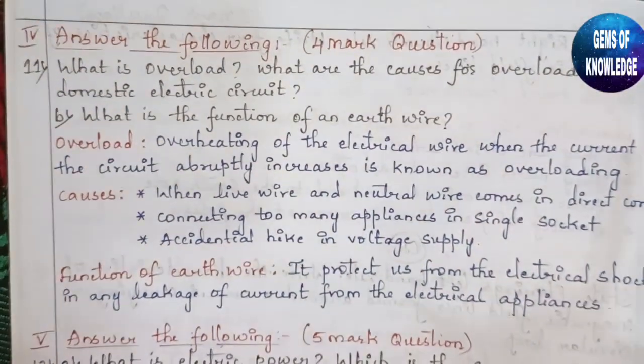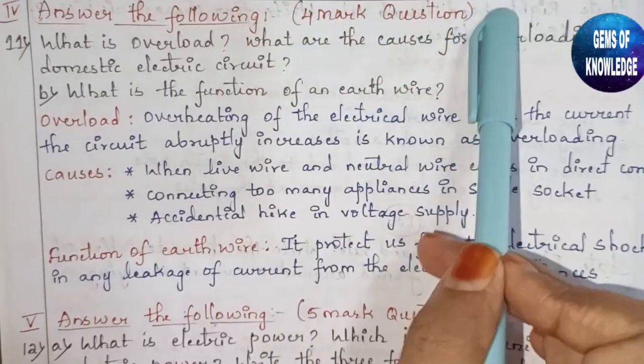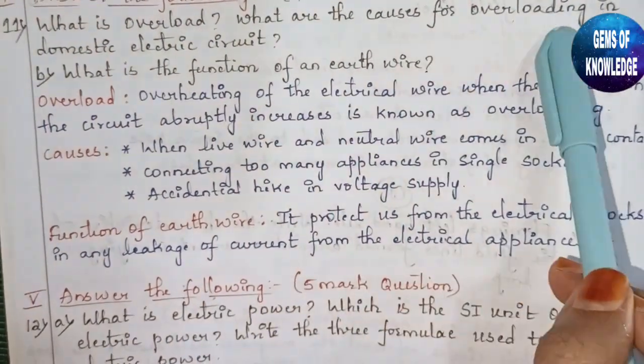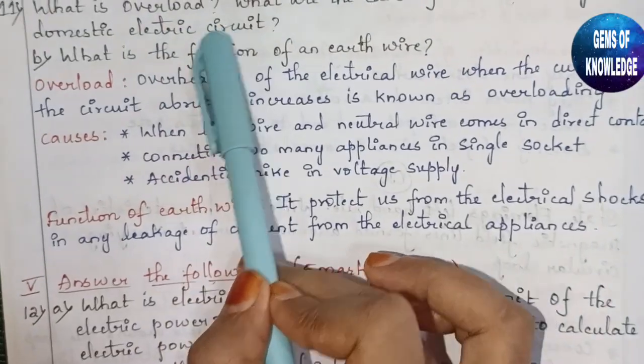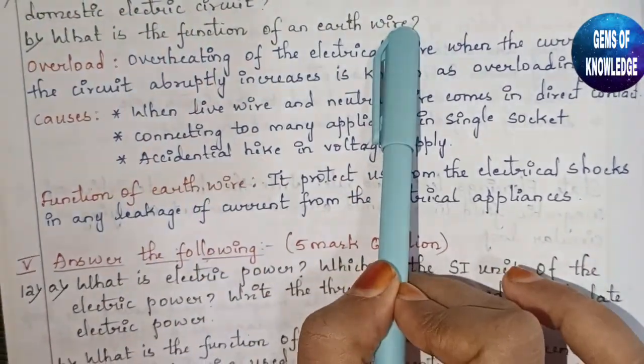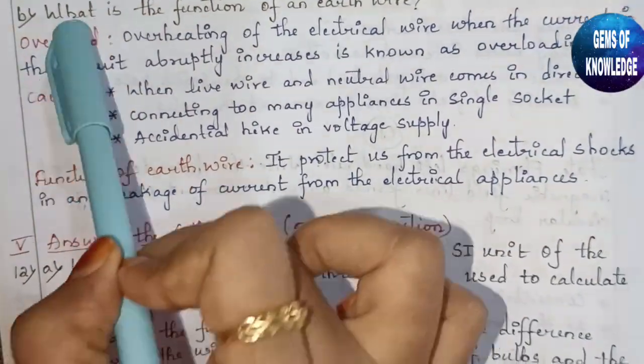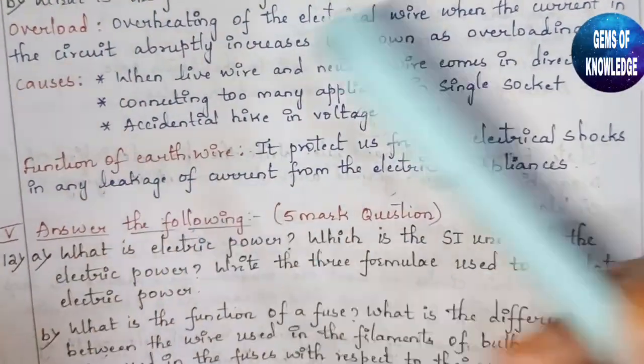So next question, Roman number 4, answer the following. This is a 4-mark question. They are asking what is overload, what are the causes for overloading in a domestic electric circuit, and then what is the function of the earth wire. What is overload and what are the causes for it will carry 2 marks, whereas the function of the earth wire will carry 2 marks.